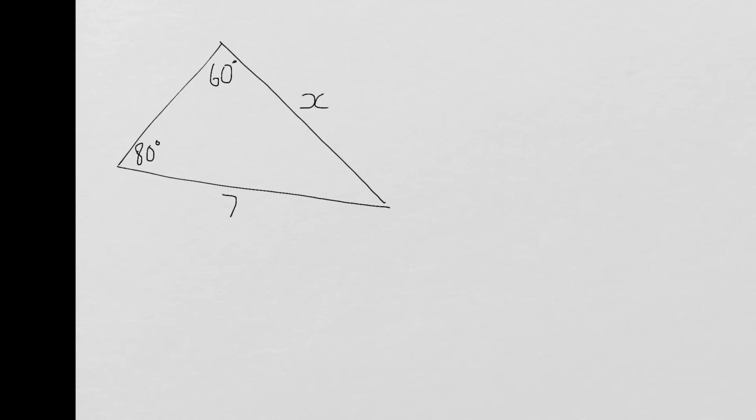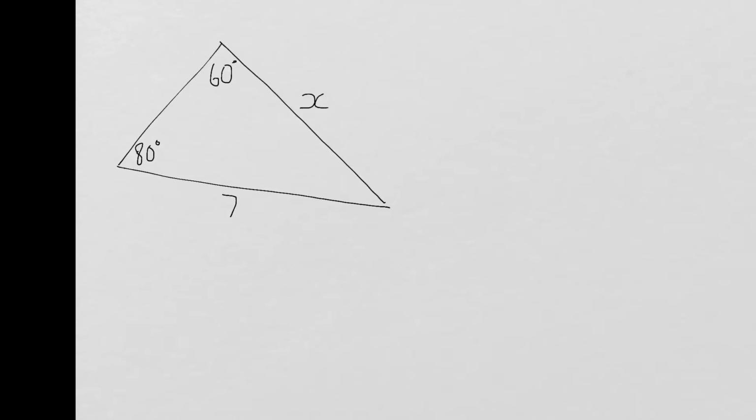Morning. So today we're going to have a look at whether you should use the sine or cosine rule to find a missing length or angle in a given triangle, a non-right angle triangle. So here is the first example.